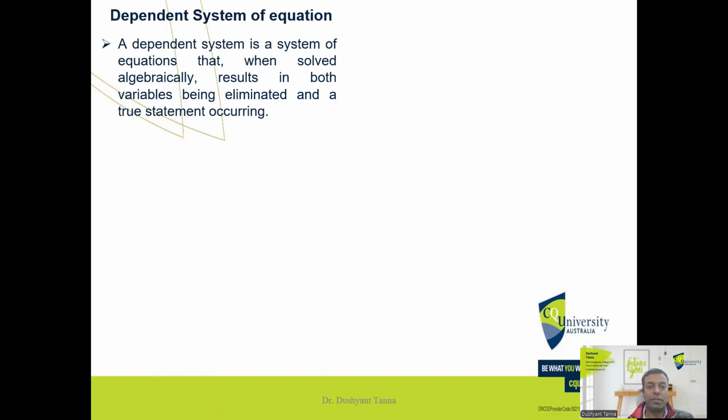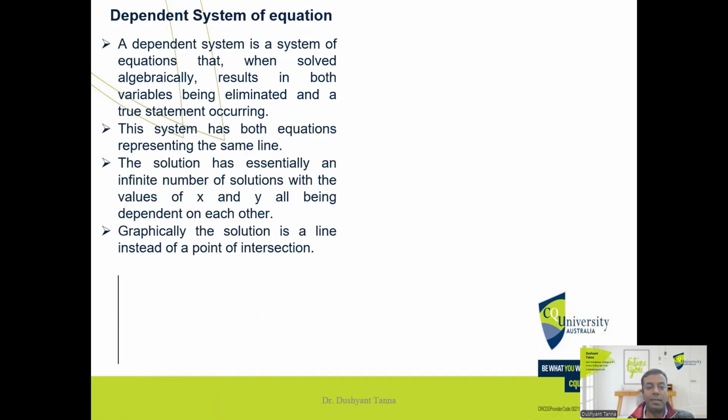Dependent system of equations, right? So what is a dependent system of equations? When solved, it results in both variables being eliminated and a true statement occurring. That's what I said, identical equations: x plus y is 3 and 2x plus 2y is 6. Simply one equation multiplied with the other, like constant multiplication. This system has both equations representing the same line, not a parallel line, the same line.